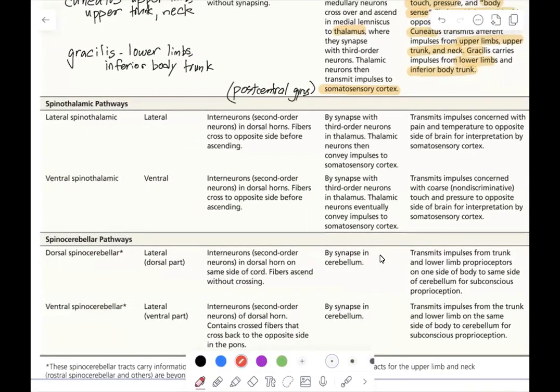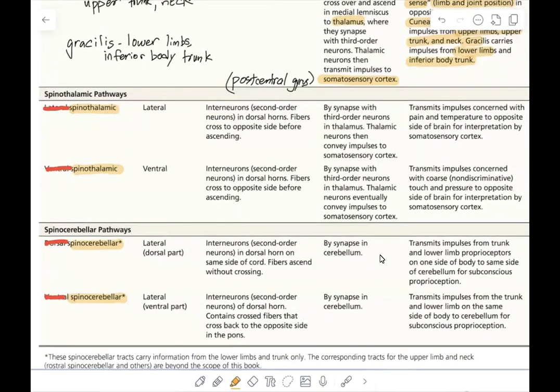Remember, I told you you don't have to know lateral, ventral, dorsal, and so on, so I'm crossing those off. What I do want you to know is spinothalamic and spinocerebellar, which I talked about a couple of slides ago. The termination of each is eventually the somatosensory cortex. They do go through the thalamus, the relay station. One spinothalamic tract is concerned with pain and temperature, and the other includes touch and pressure, interpreted by the somatosensory cortex. You can make an index card for the spinothalamic and just include the part that I highlighted.